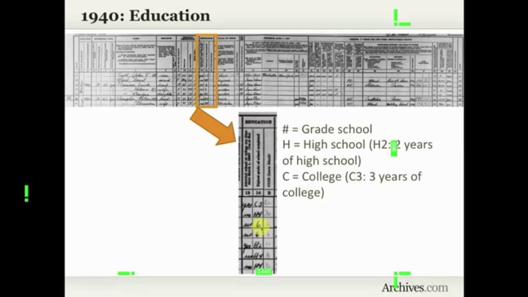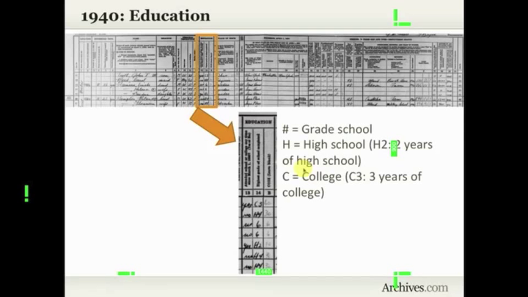Now sometimes you'll see an H with a number, that means high school. So if it says H2, it means that they had completed 2 years of high school. And the same for C, for college. C3 would mean that they had completed 3 years of college.